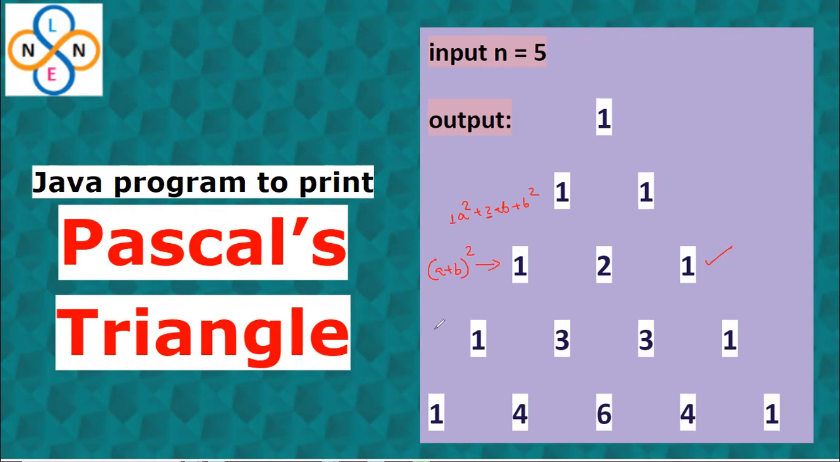Similarly, when we write (a plus b) whole cube, which is 1a cube plus 3a square b plus 3ab square plus 1b cube, it means the coefficients are 1, 3, 3, 1, which is again one of the Pascal triangle's rows here. So this is the meaning of a Pascal triangle. Then how do we get this Pascal triangle pattern in terms of Java programs? Let us discuss this in detail.